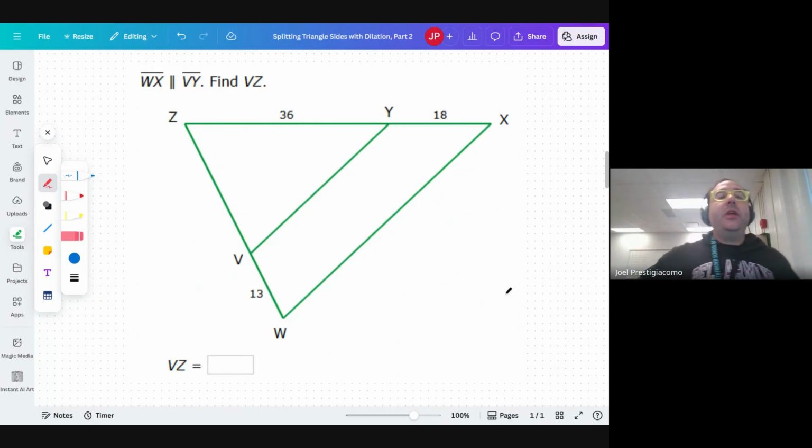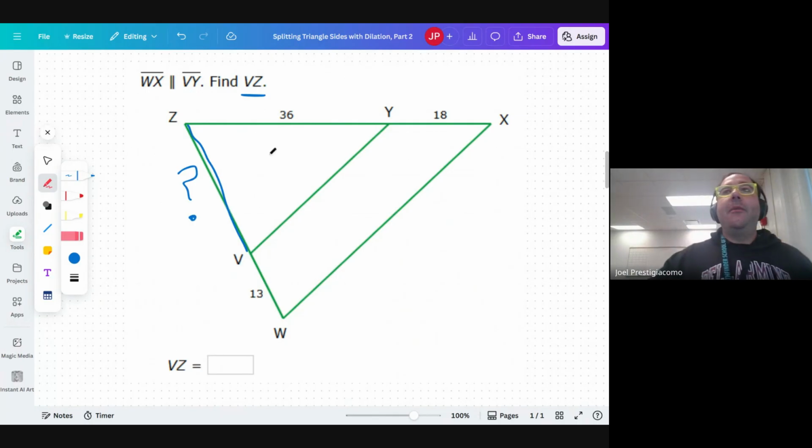So how can we solve some problems with it? We're going to look through 4 different problems. They're going to increase the difficulty each time. So the first part is find VZ, right? So VZ will be this section here. We do not know what it is, and that's what it wants. But we do know all of the other parts here.